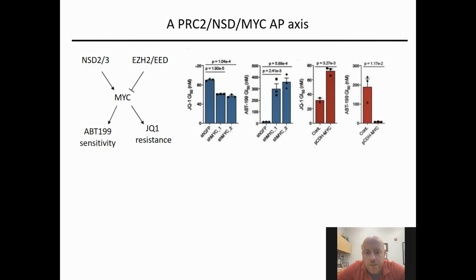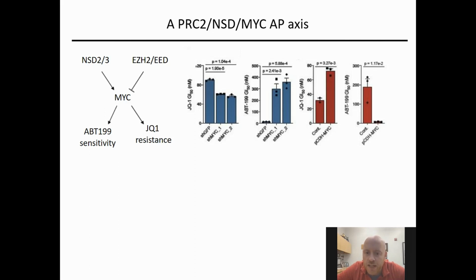To expand this idea, we first manipulated MYC itself, and we showed that knocking down MYC expression indeed confers hypersensitivity to JQ1. This is not surprising, given that JQ1 is thought to act, at least in part, through its suppression of MYC. But interestingly, knockdown of MYC conferred robust resistance to ABT199.